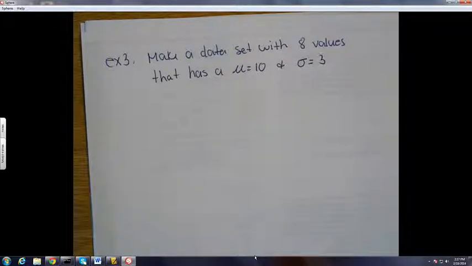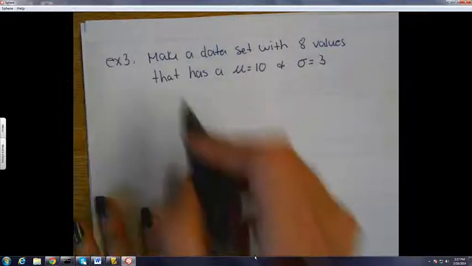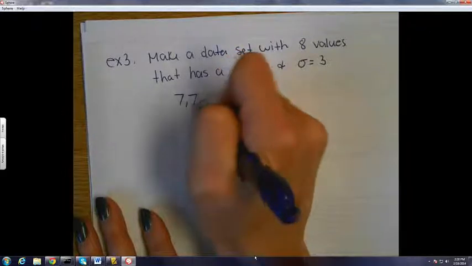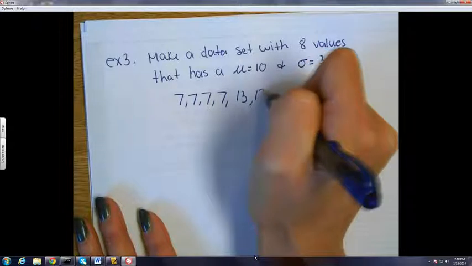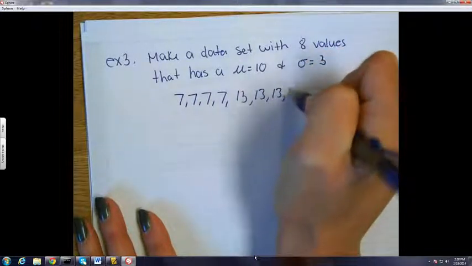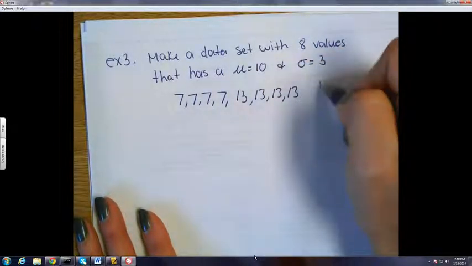4 of each. So you would need 4 7s and 4 13s. Would a graph help with that? For some of you? I don't know.